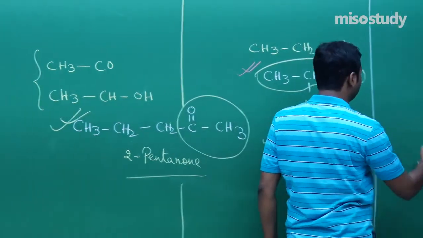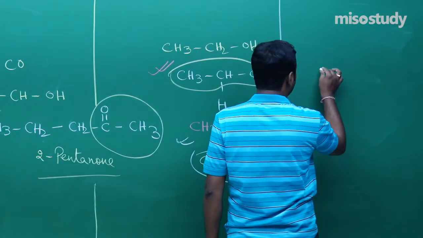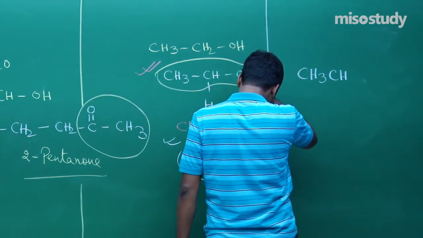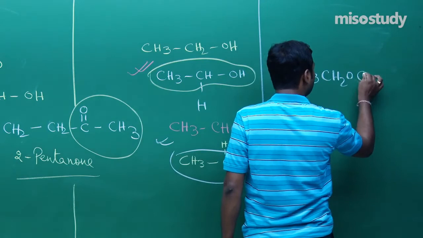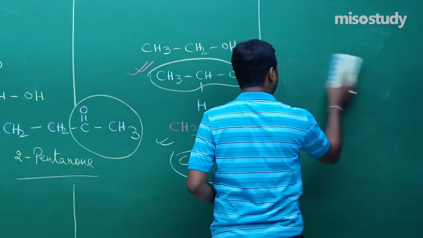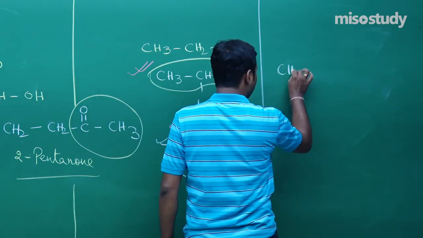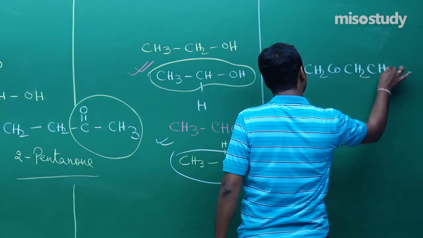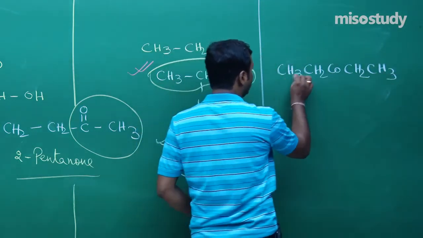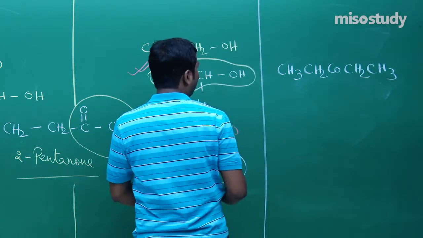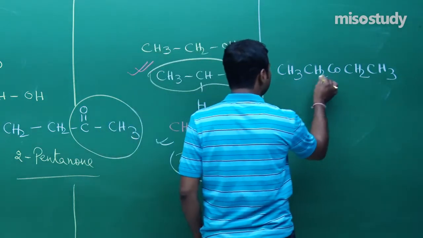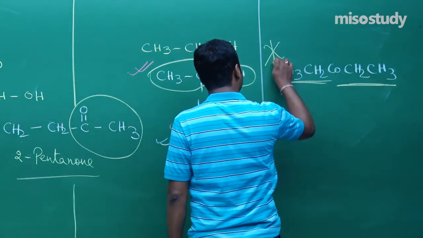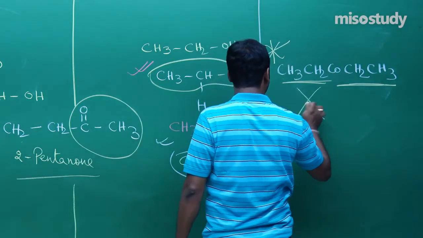That is, if I write like this, the second one is 3-pentanone, CH3CH2COCH2CH3. Clear to you? This one, 1, 2, 3, 4, 5, 3-pentanone. In this case, look at it, no CH3CO linkage is present. So we will say that it will not perform a positive iodoform test.